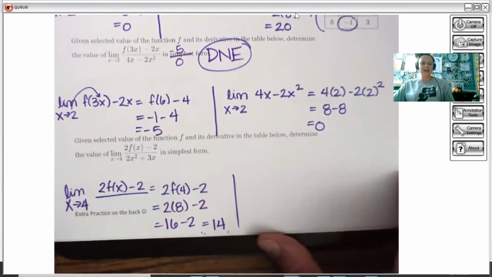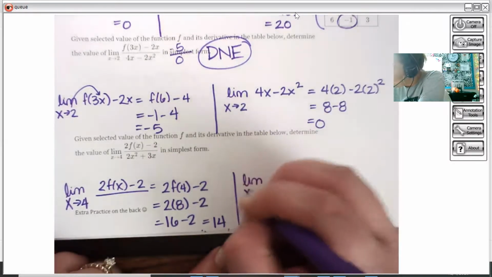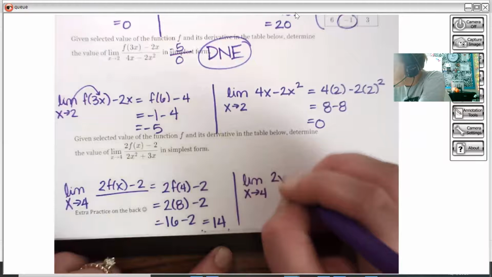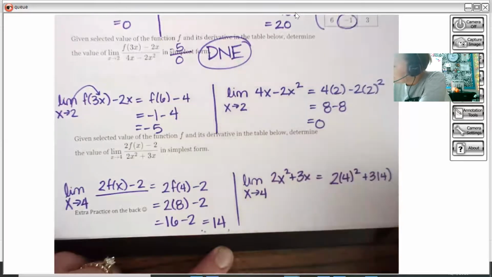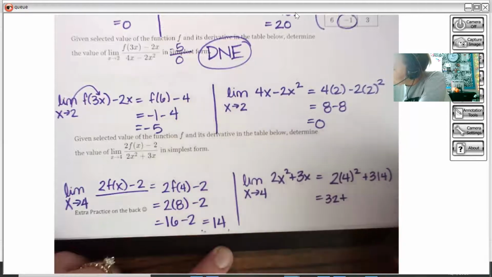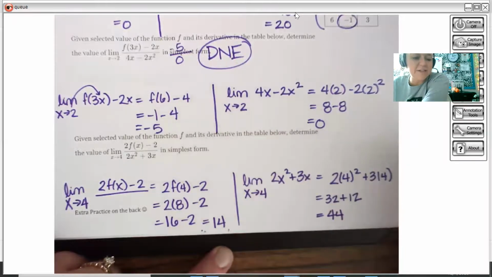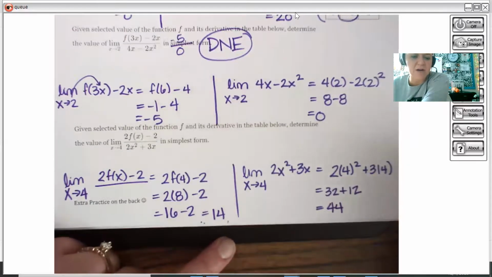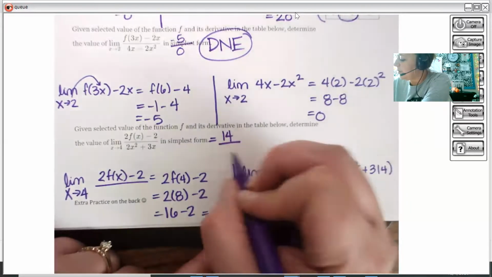Okay, then on the other side, we would have done the limit as x approaches 4 of 2x squared plus 3x, which is 2 times 4 squared plus 3 times 4. 4 squared is 16, times 2 is 32. Add that to 3 times 4, which is 12. 32 plus 12 gives you 44. And so as you can see, this one didn't even give you 0 on either part. So you would have 14 as your top divided by 44, which is your bottom.